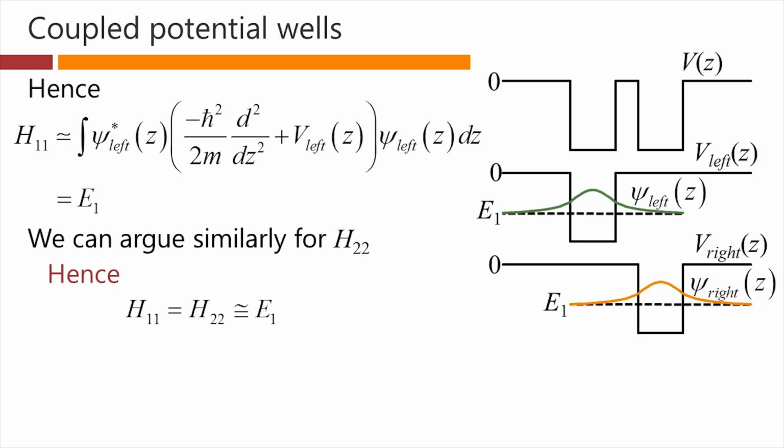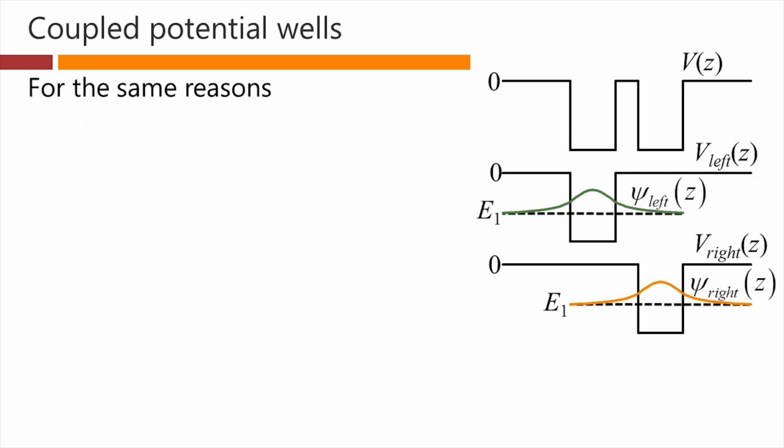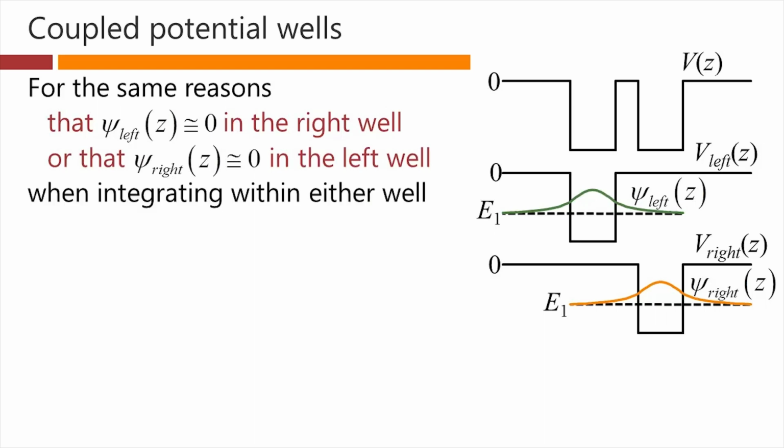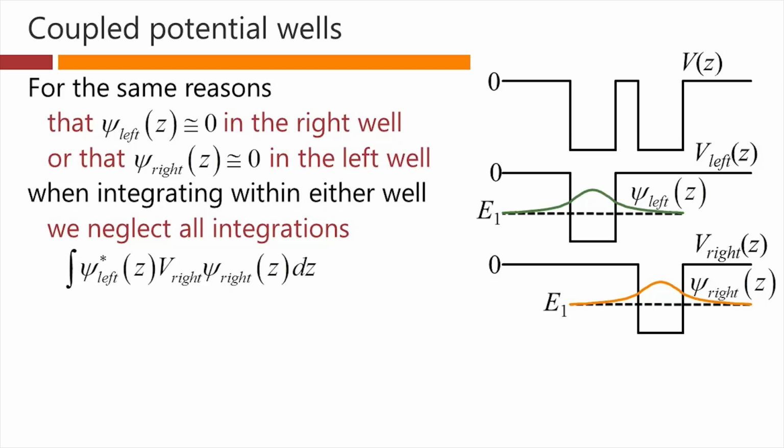Hence, both of these are simply equal to approximately E1. For the same reasons that, for example, psi left of z is 0 in the right well, or that psi right of z is 0 in the left well, when integrating within either well, we can neglect all of the following integrations, but only, of course, when integrating within either well.